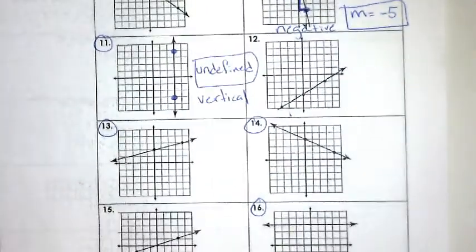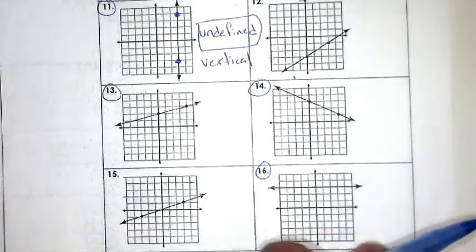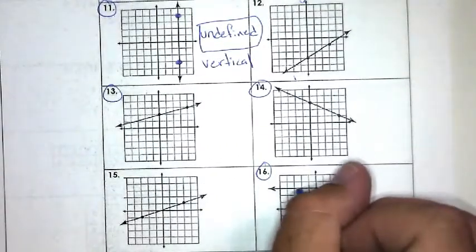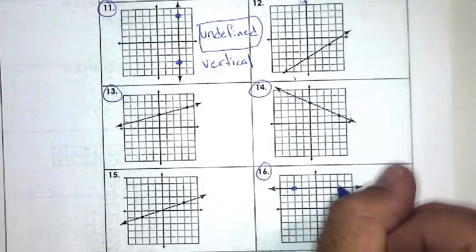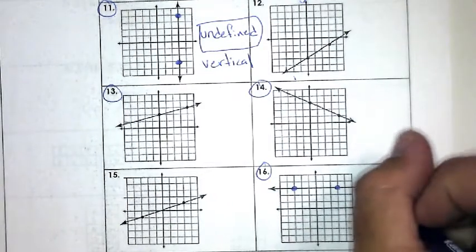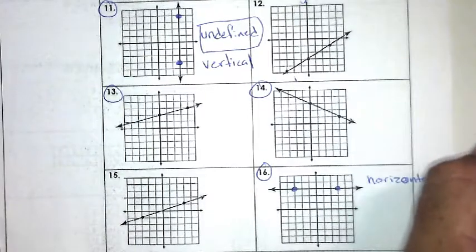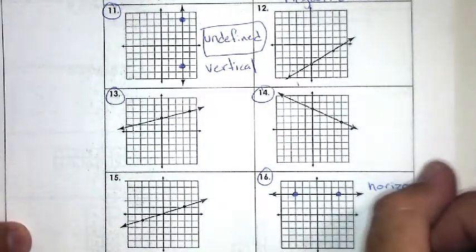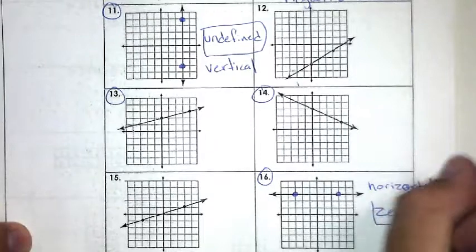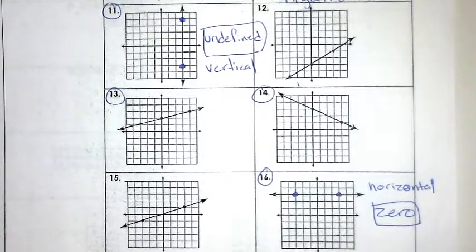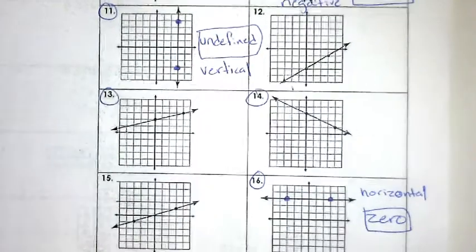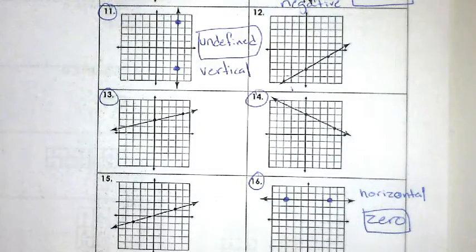16. What type of line do I have here? A horizontal line, which means my slope is 0. Good job. Now you get to do 13, 14 on your own. Shouldn't take too long. Hopefully.